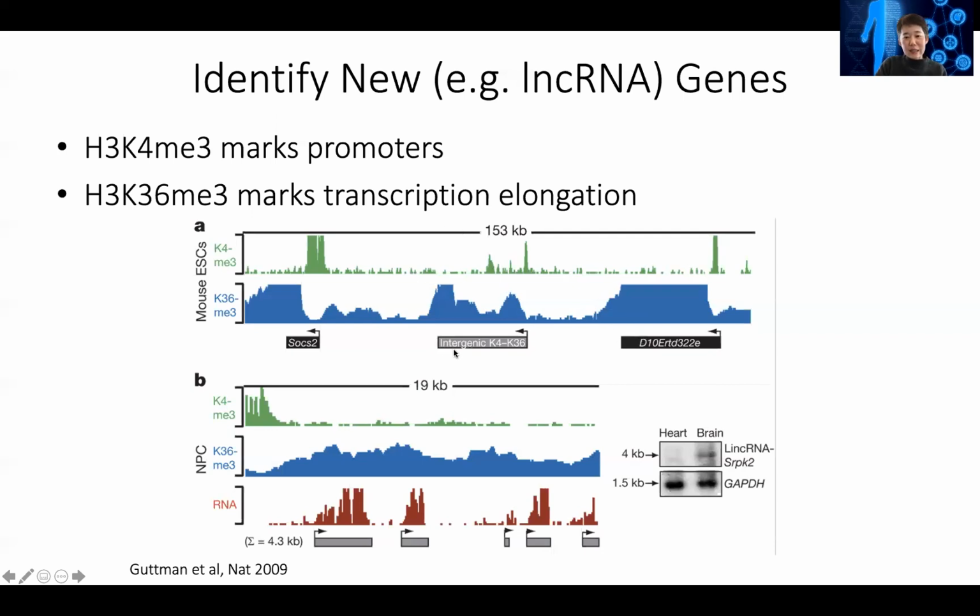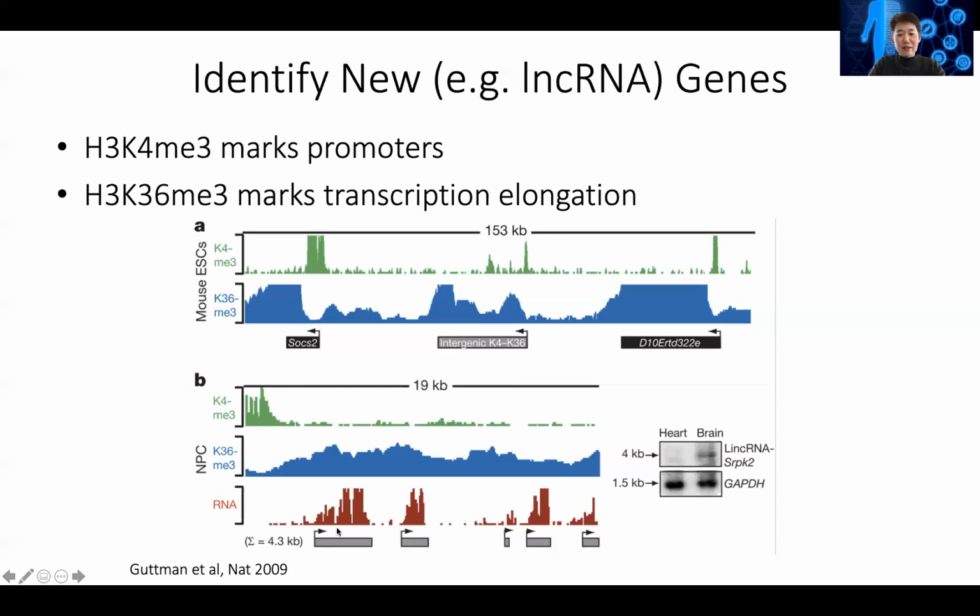And interestingly, they see cases where there are regions where people didn't know there are genes. But we see a very strong K4 trimethylation peak here, and also K36 trimethylation marks nearby. That indicates there's a previously unknown gene, which is going in this direction. And this probably is marking the potential exons on this gene, right? And then they can use RNA-seq later on.